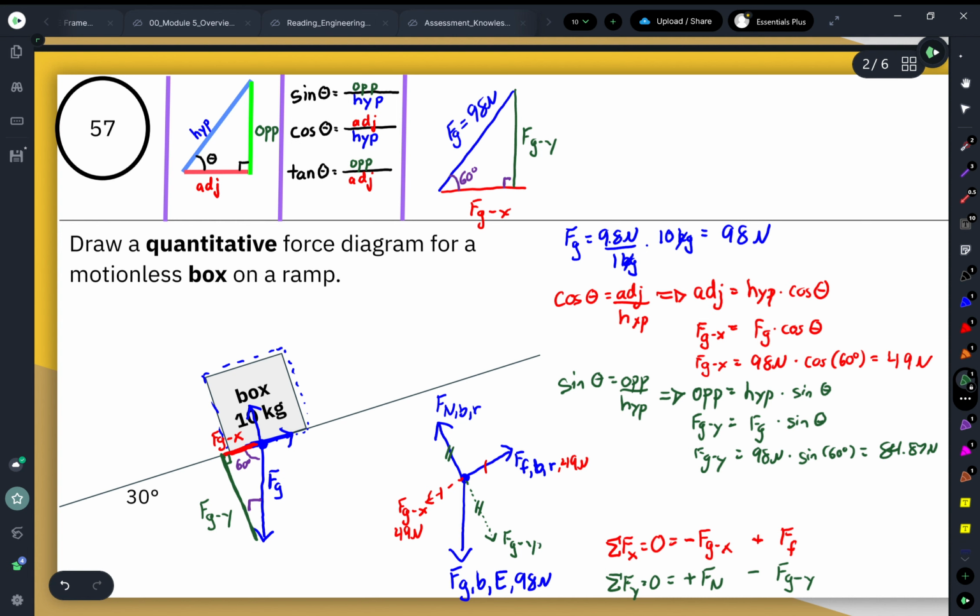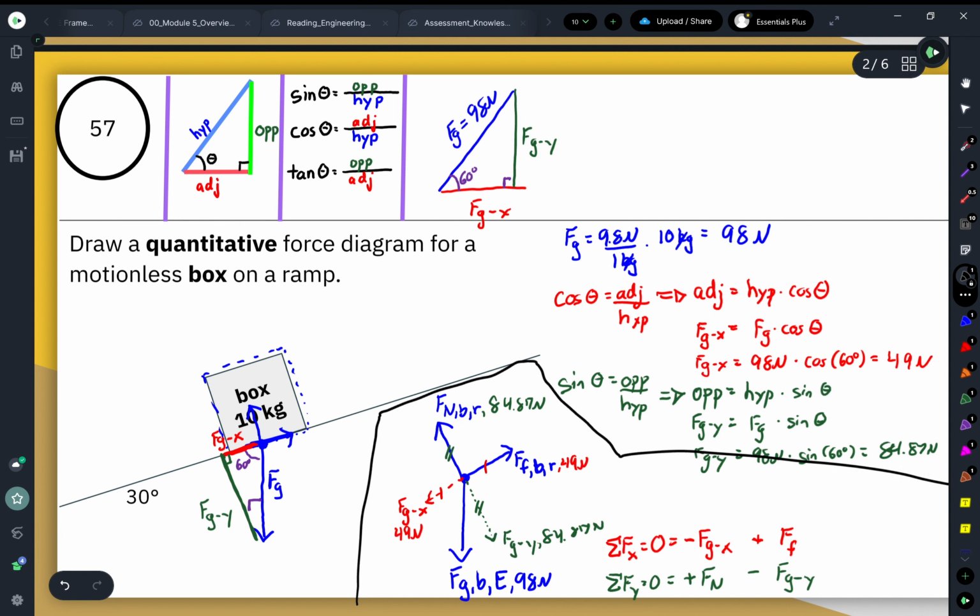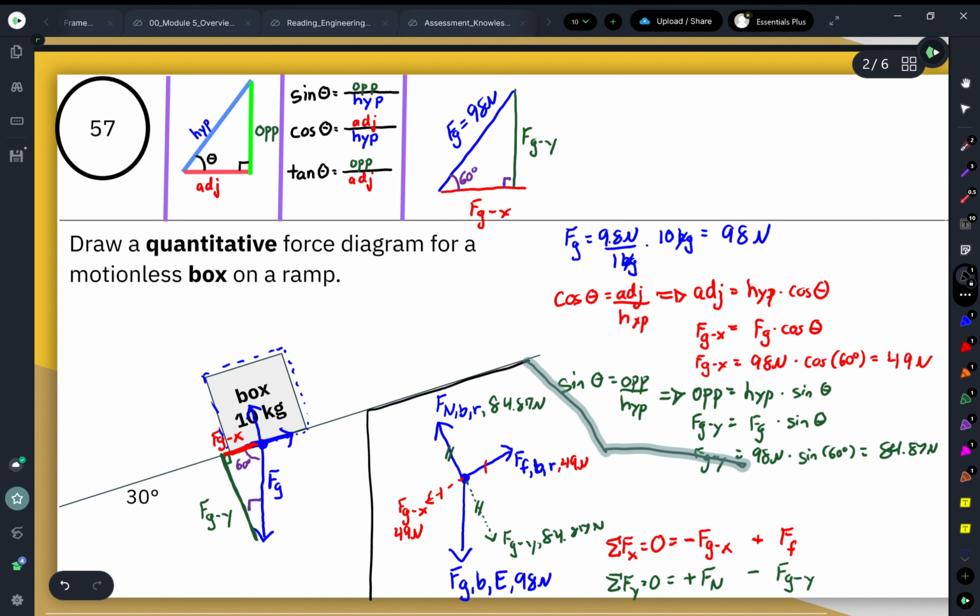That's going to be this quantity of force that is perpendicular to the ramp pointing down. That is balanced out by that normal force on the box by the ramp pointing up, 84.87 newtons. So right now we have quantified, no, that last one did not work out super well. We have quantified every single force on this force diagram.